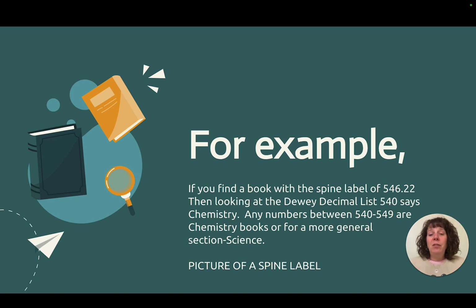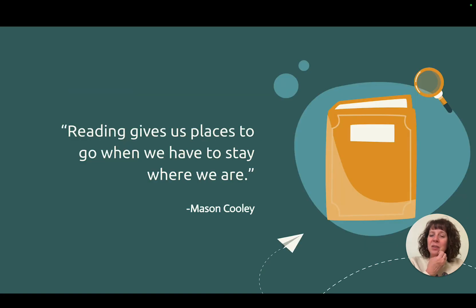So for example, if you find a book with the spine label of 546.22, and then you look at the Dewey Decimal List, 540 says chemistry. So any numbers between 540 and 549 are chemistry books, or for a more general section, science. So that is a little bit about how to sort books.